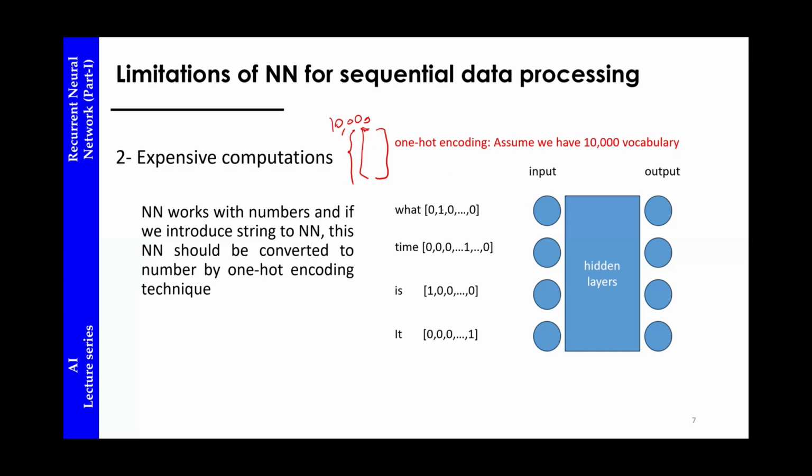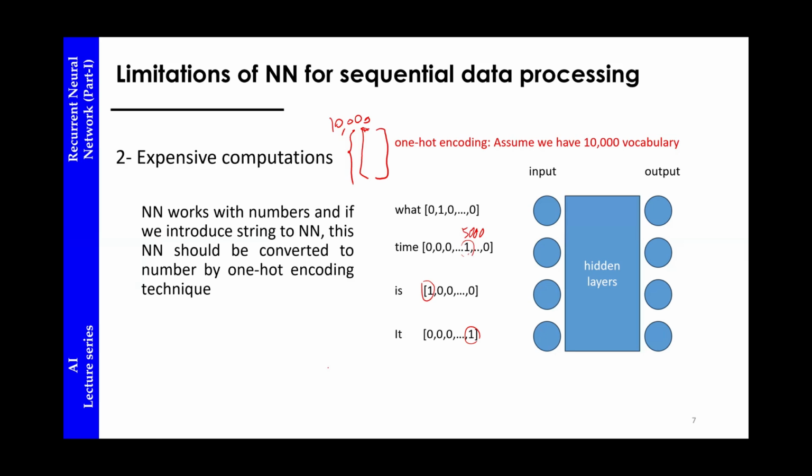And for "what", we add 1 to the second entity of the vector and keep the rest as 0. And for "time", for example, we add 1 to the middle of the vector, for example the 5,000th entity of the vector, and keep the rest 0. And for "is", the first entity, we add 1 and keep the rest 0. And for "it", for example, we add 1 at the last entity and keep the rest 0.